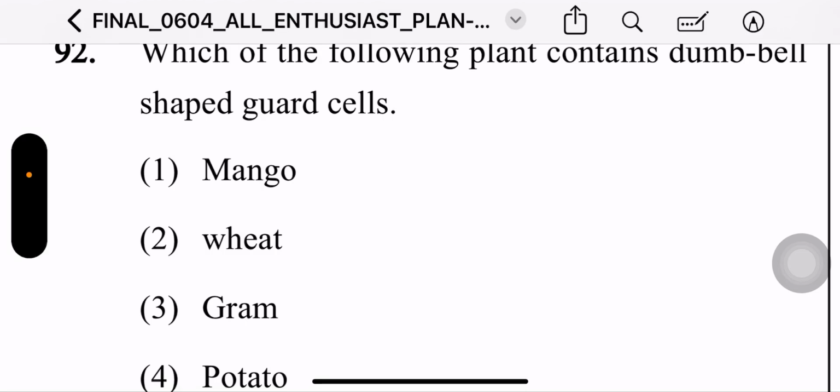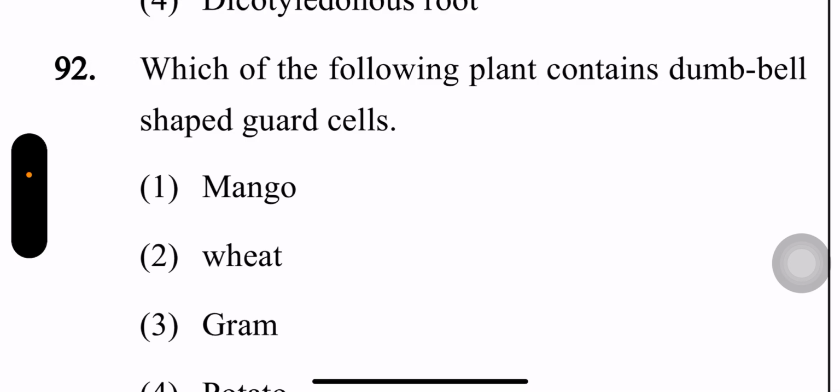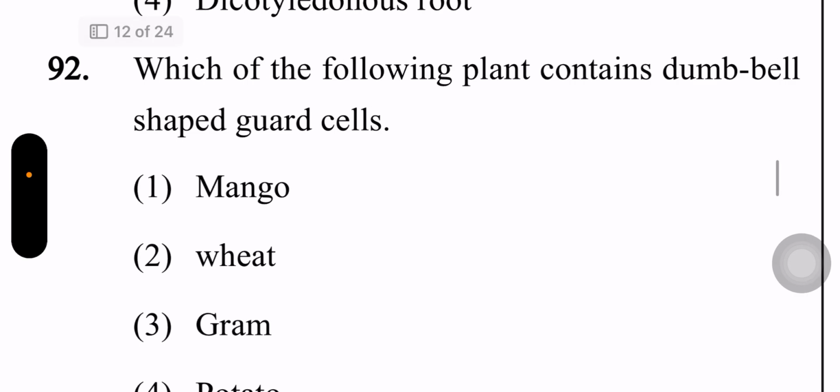Dear children, here we are going to solve one more objective, that's a 92. Which of the following plants contains dumbbell shaped guard cells? You know that in this objective they asked which of the following plants contains dumbbell shaped guard cells. You know the guard cells are present in the stomata, they are useful for transpiration.